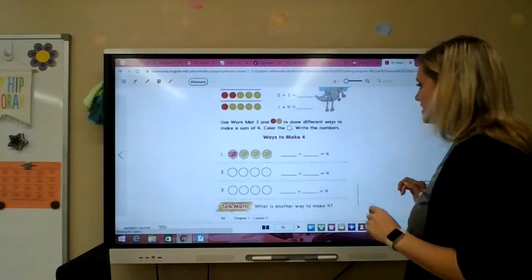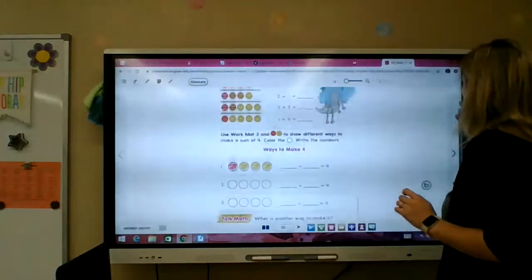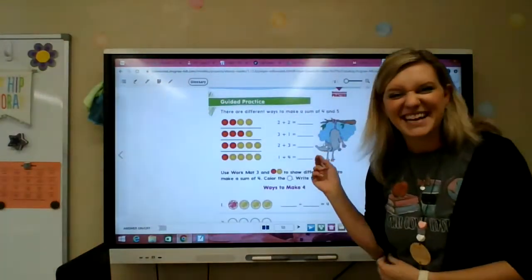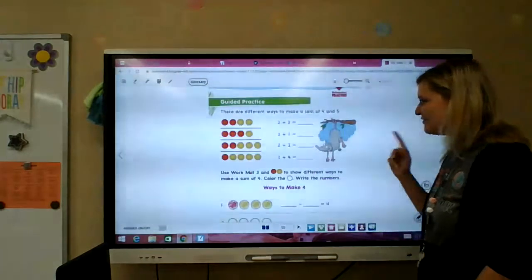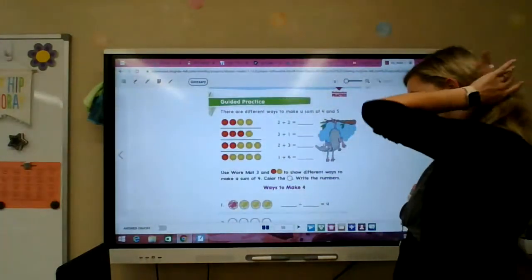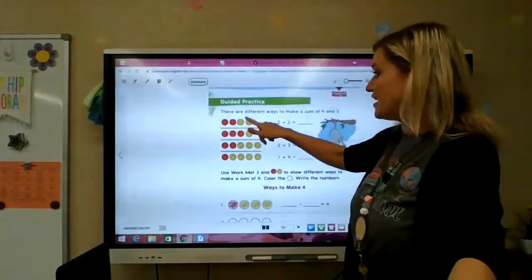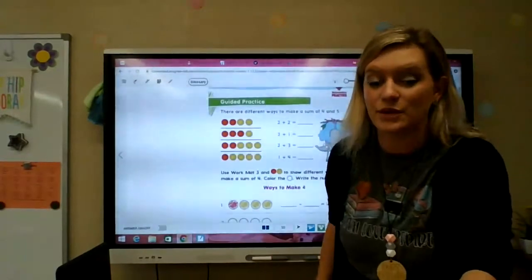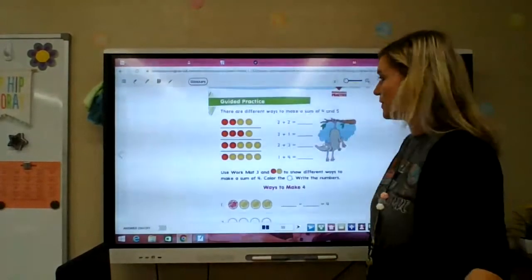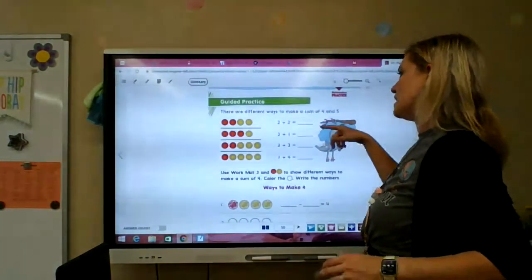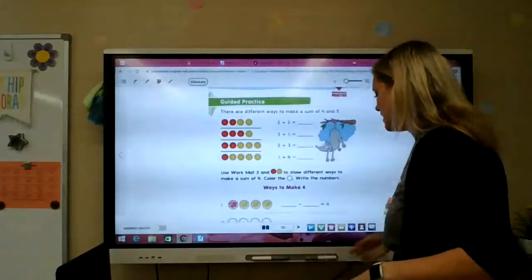All right, turn to the next page. This is the practice we're going to do together. There's kind of like a rat hanging from the tree. So they're showing us, so I told you with these counters, they're showing us the pictures of the counters, and we're going to look at the ways to make 4. Okay, it says there are different ways to make a sum of 4 and 5.